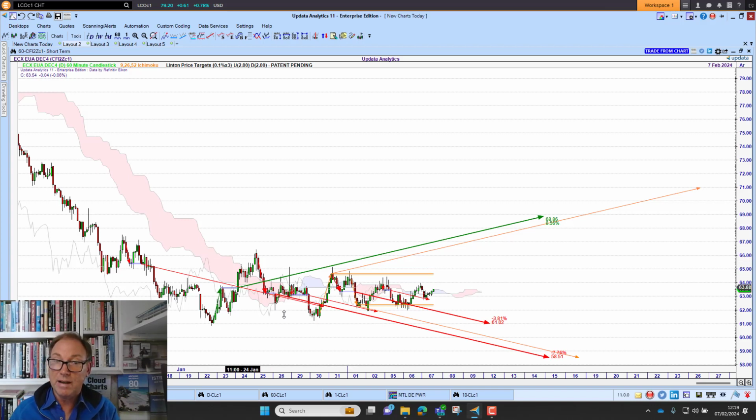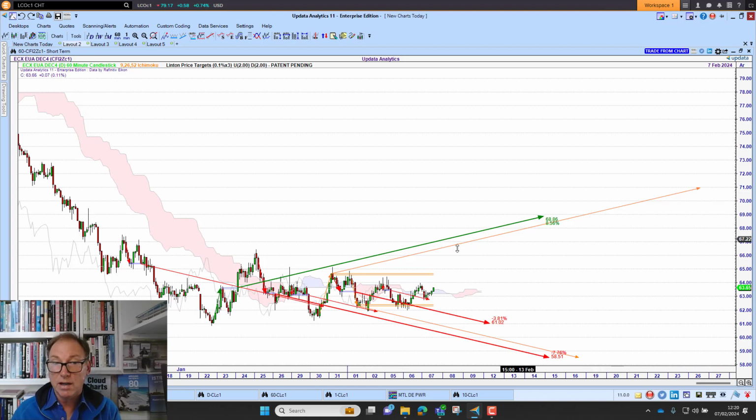We've got to wait for the break. But for the moment, this is a one to really watch. The downside targets have been activated. Remembering the bold targets are the ones that are still in trade. The less bold ones are the ones that have been met. And then the orange ones are the ones that are activated.